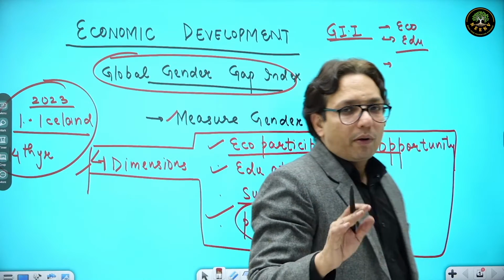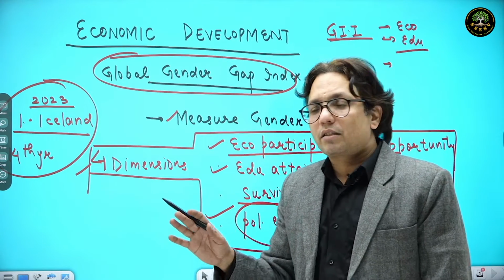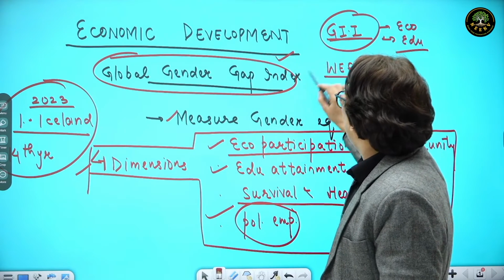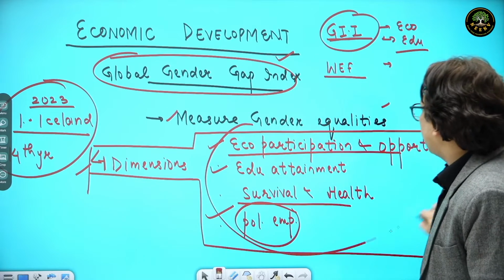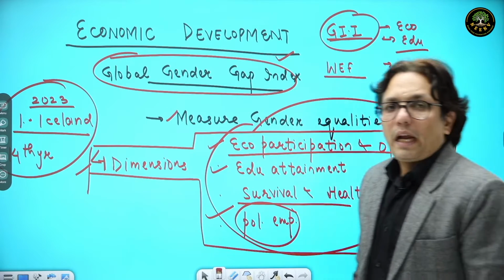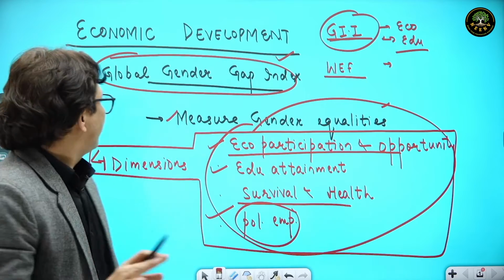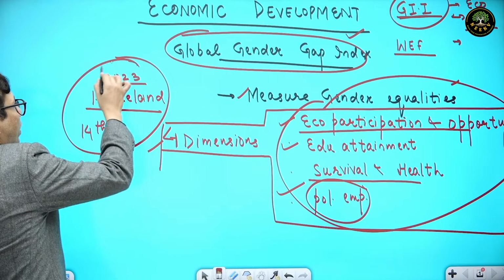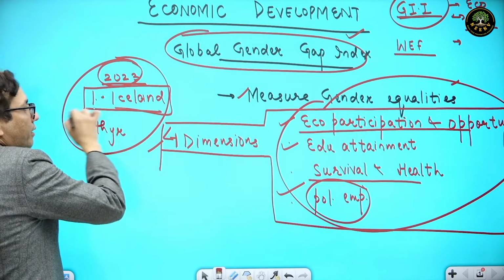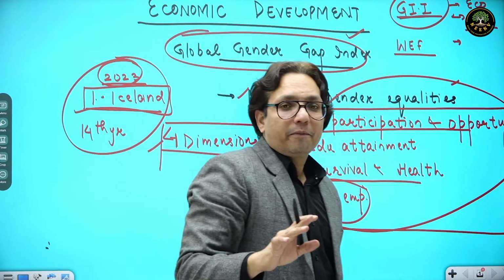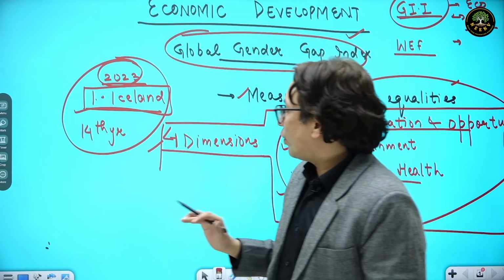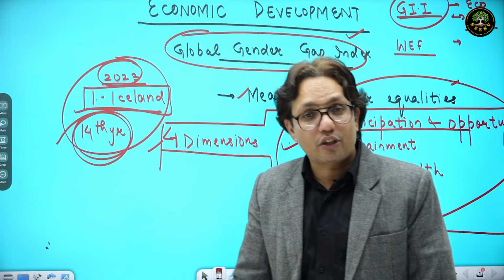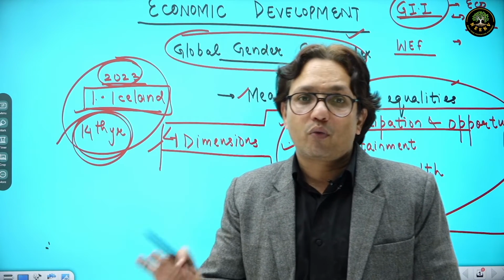So whether it is gender inequality index, or it is global gender gap index, both of them use almost the same parameters. Now, if I talk about global gender gap index report, then for the year 23, rank number 1 is Iceland. Surprisingly, Iceland has been number 1 in terms of gender equality for the 14th consecutive year. Iceland is on number 1.